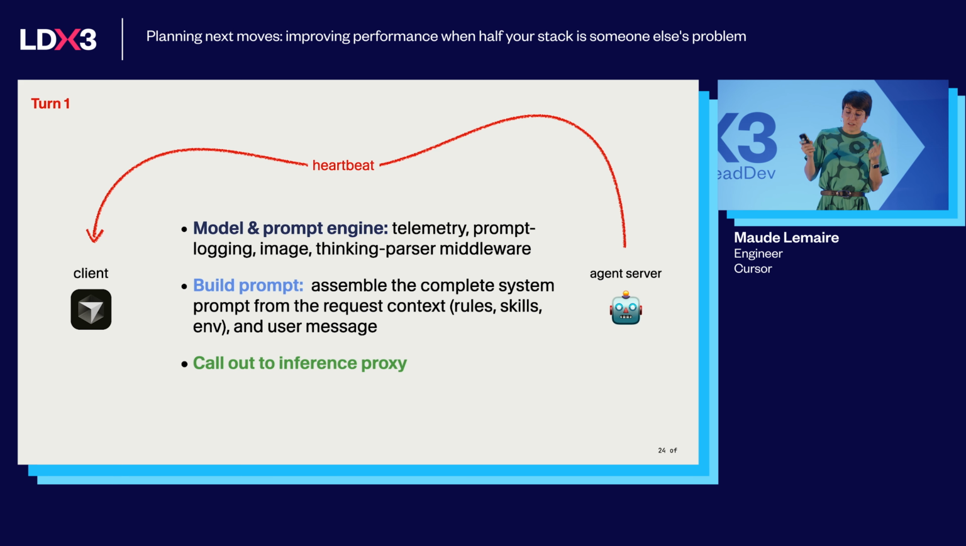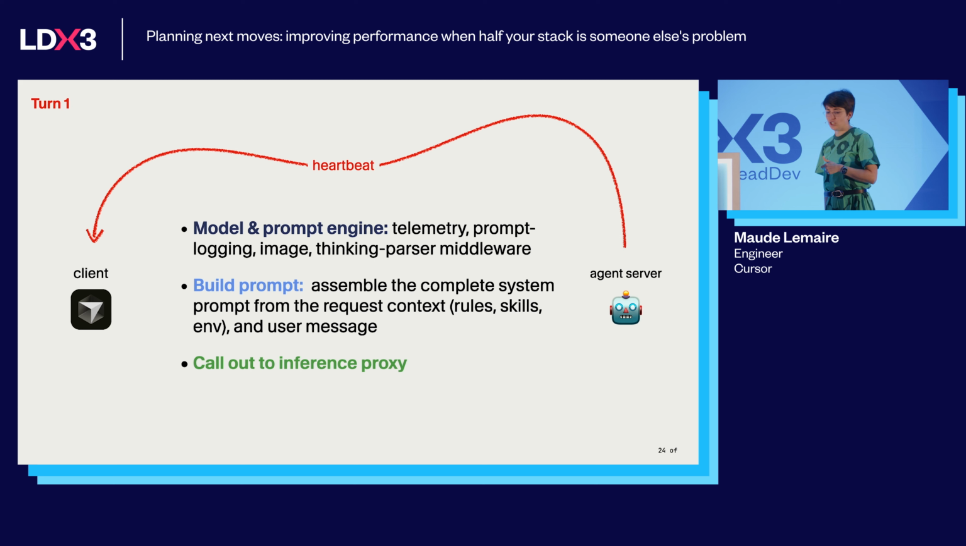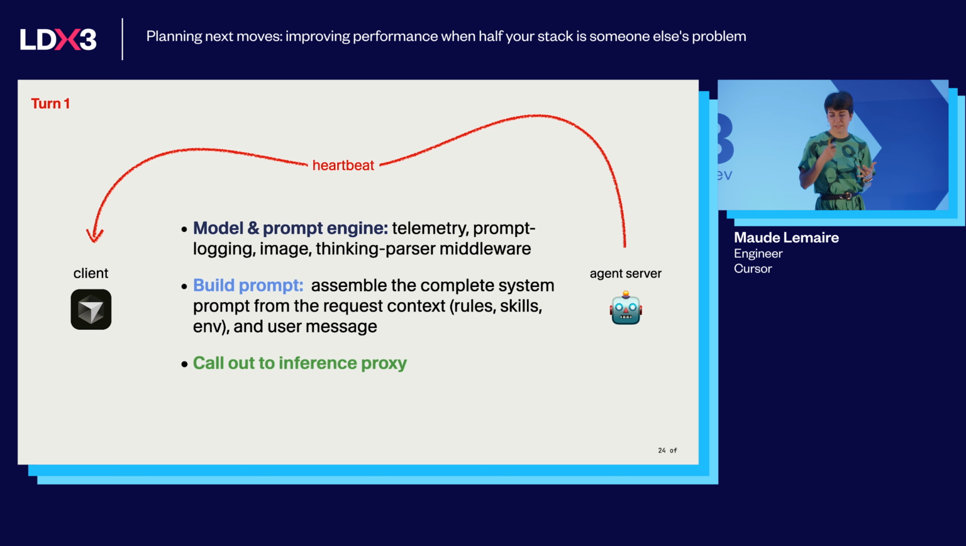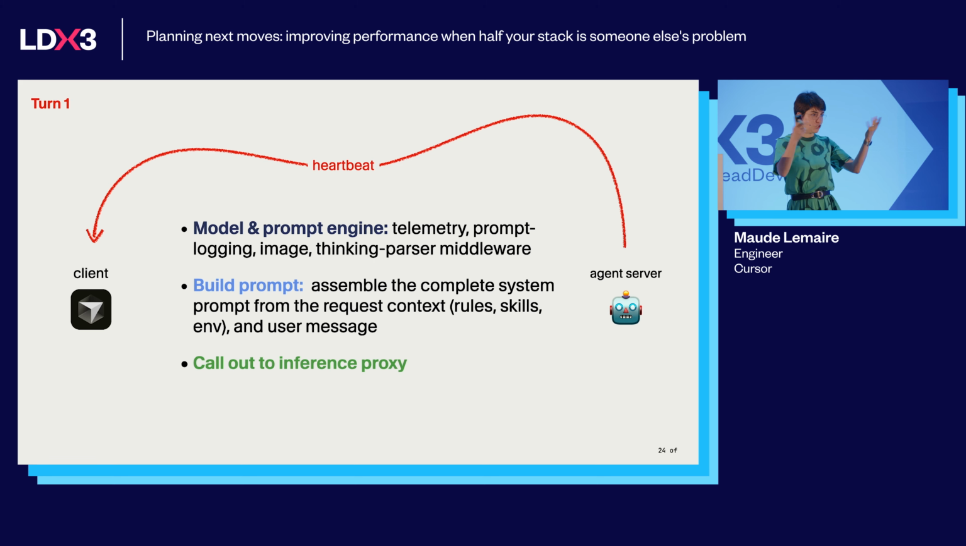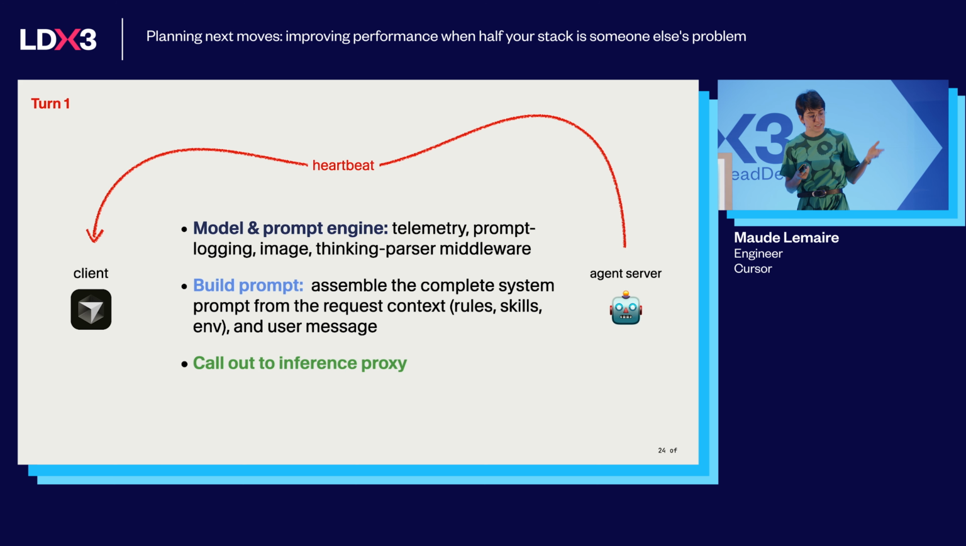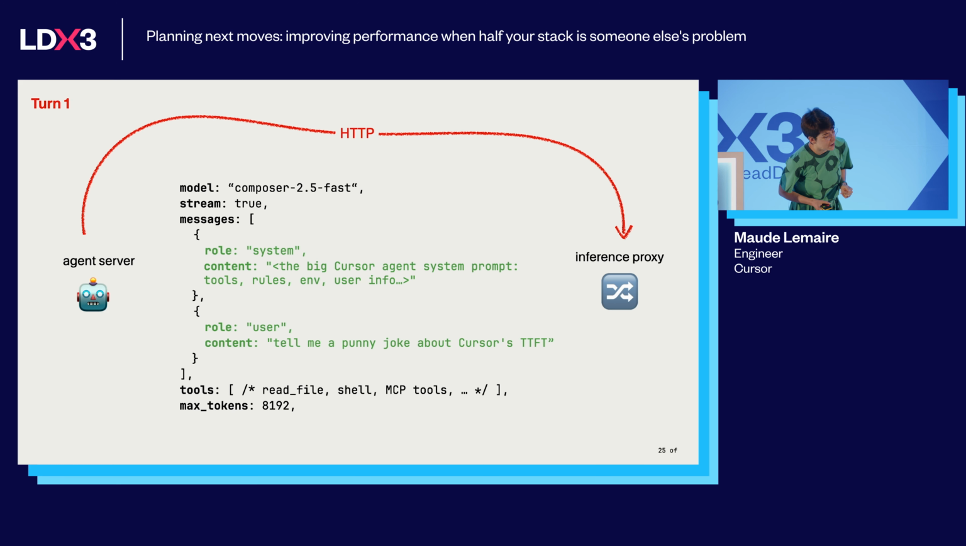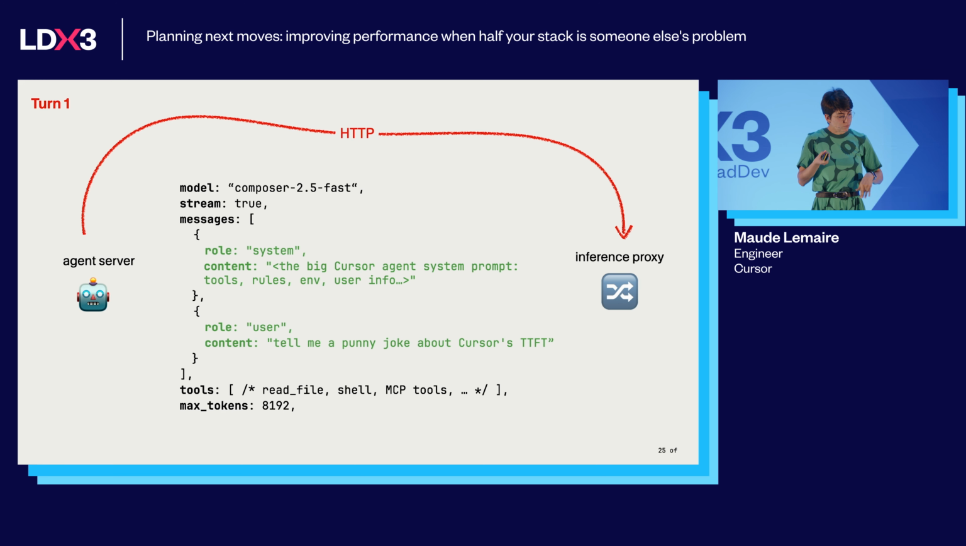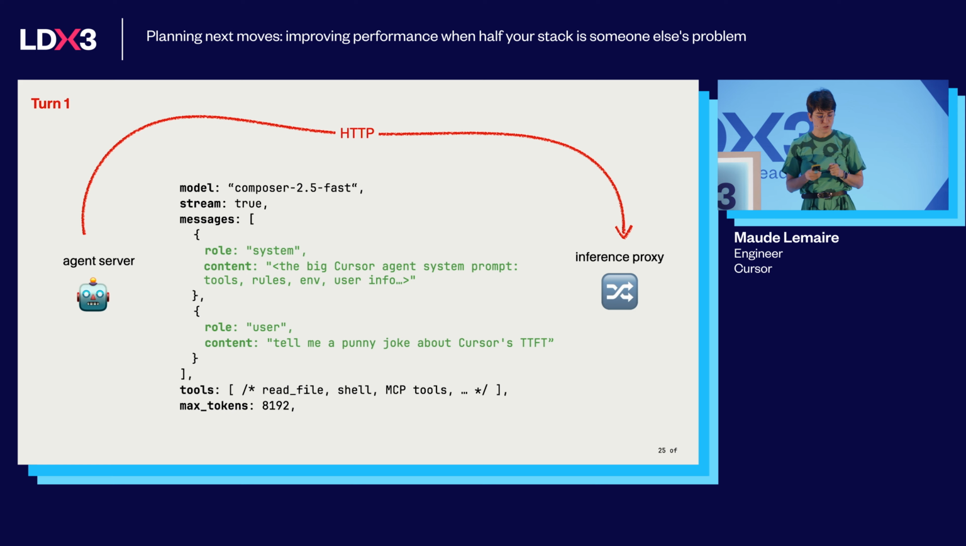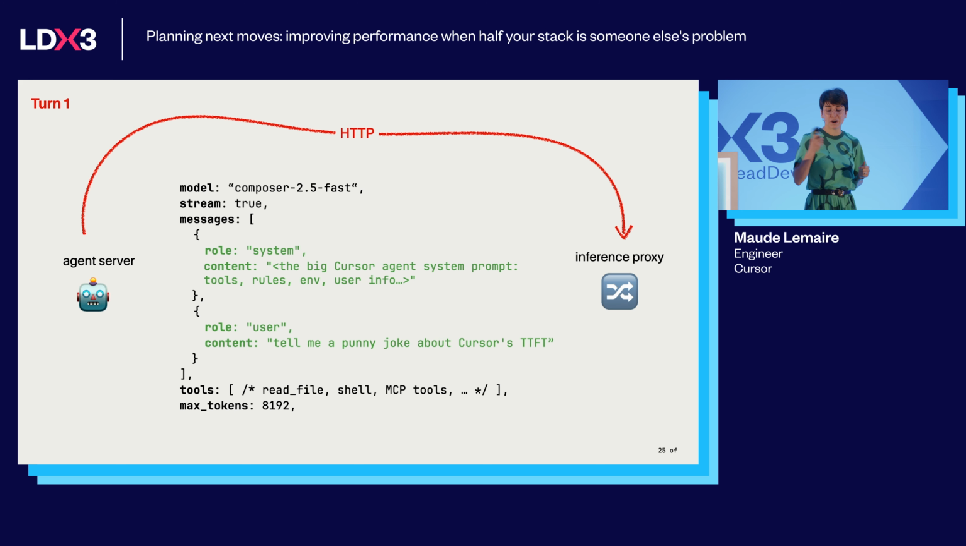All right, and then the agent builds up the model in the prompt engine, so that's telemetry, prompt logging, that sort of thing. It builds the actual prompt, what you associate with the agent harness, and then it sends it to our inference proxy. And that's a little bit of what that request looks like. So there's a whole content blob for all the system prompt, blah, blah, blah, and then the actual text that the user typed in.